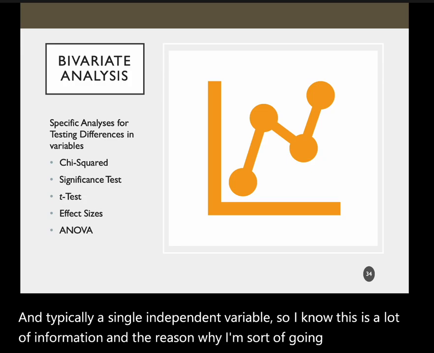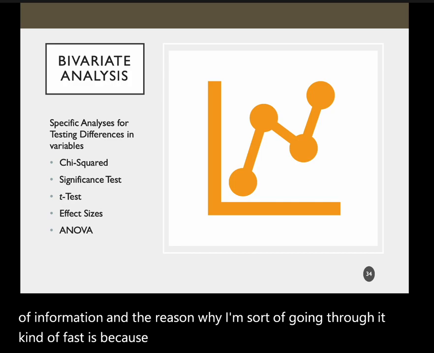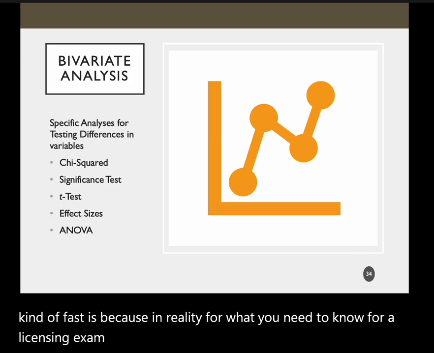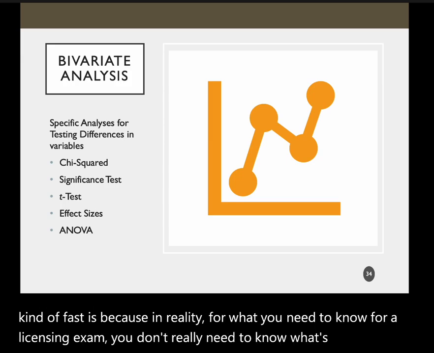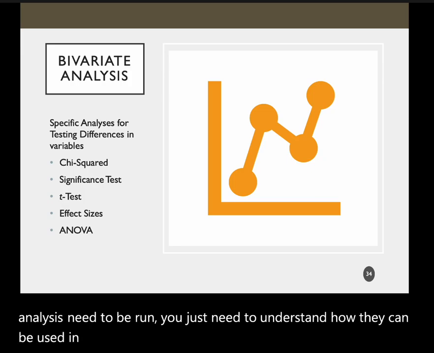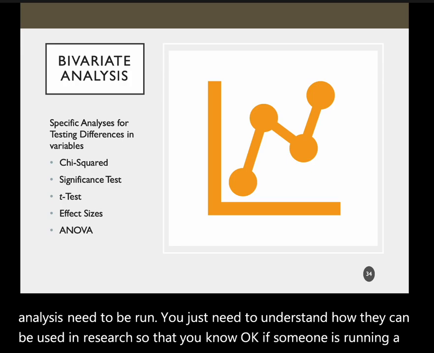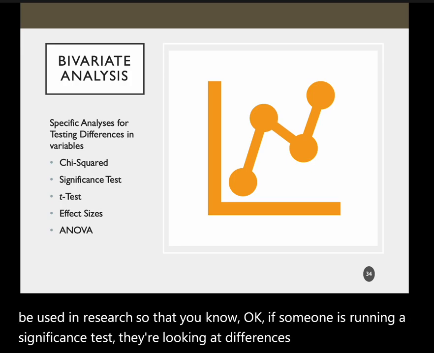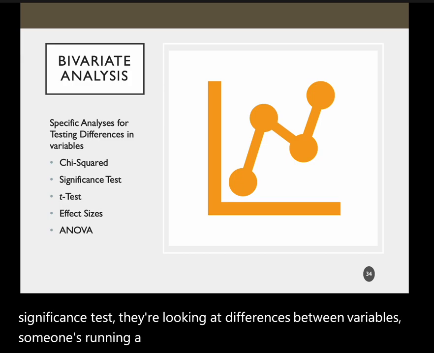So I know this is a lot of information, and the reason why I'm going through it kind of fast is because in reality, for what you need to know for a licensing exam, you don't really need to know what statistical analyses need to be run. You just need to understand how they can be used in research so that you know, okay, if someone is running a significance test, they're looking at differences between variables. Someone's running a correlation, they're probably looking at the relationship between variables.